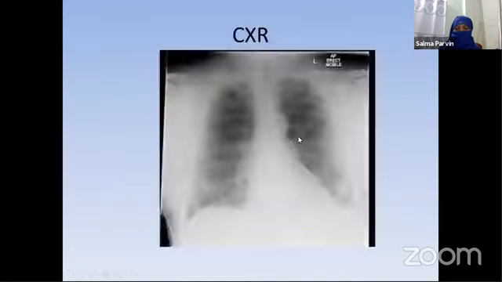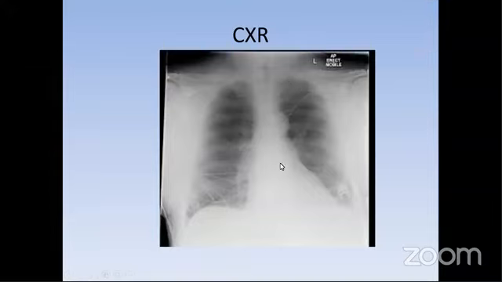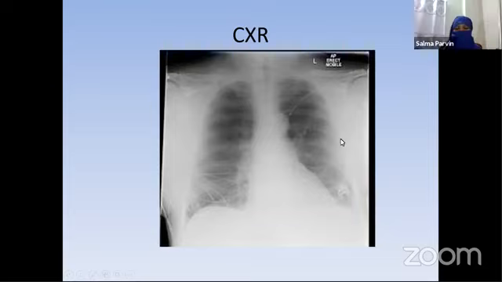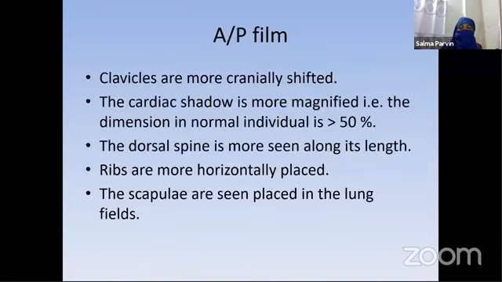But what about this film? The clavicle is cranially shifted and the ribs are more horizontal. And if we see very keenly, the scapulae are seen in the chest cavities as the patient is lying on their back. So from this hazy film we can come to read it as an AP film, because the clavicles are more cranially shifted.